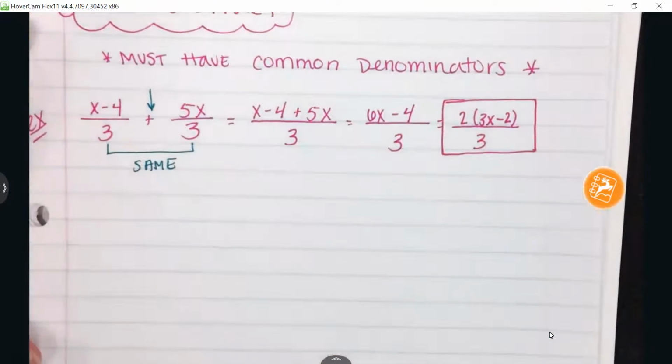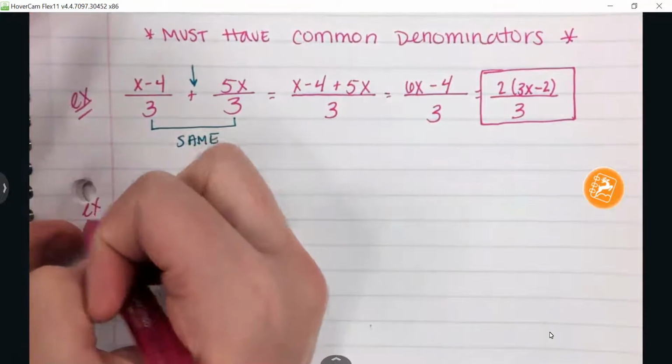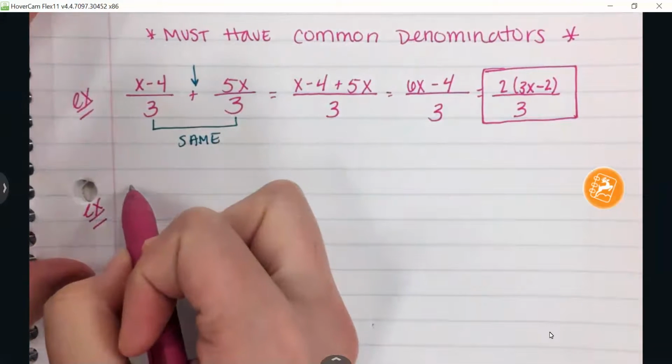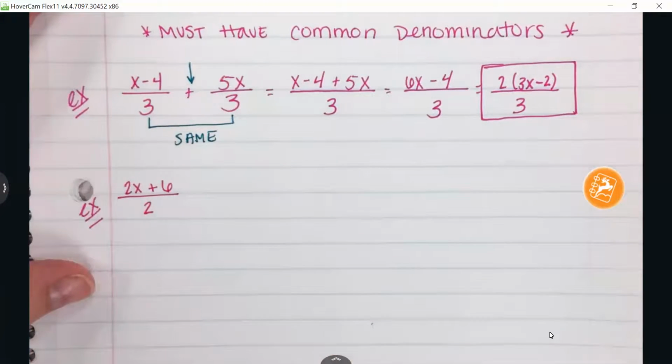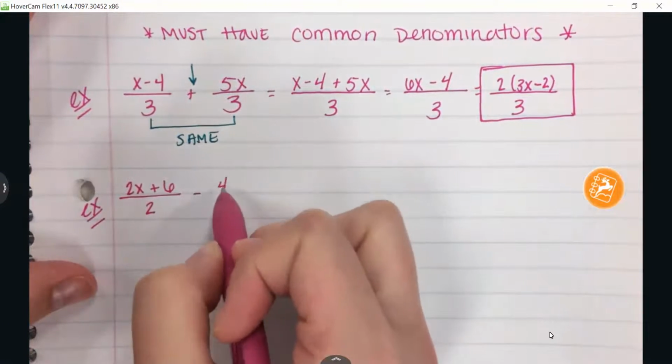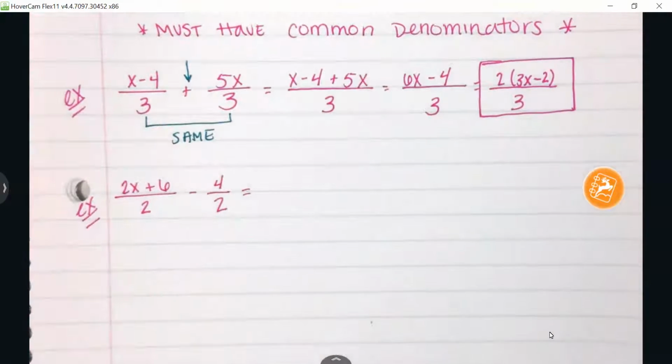I'm going to give you one I want you to try, but be very careful. There's one thing that changes in it. So I have a 2x plus 6 divided by 2 minus 4 divided by 2. So I want you to see if you can get that, how it should be, please. I notice they have the same denominator, which is good news to me. Be very careful about the problem.